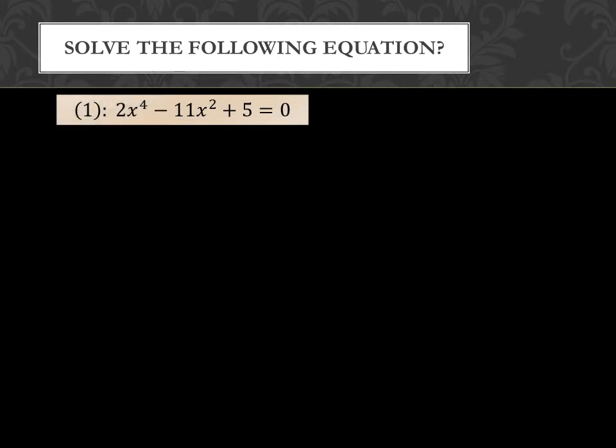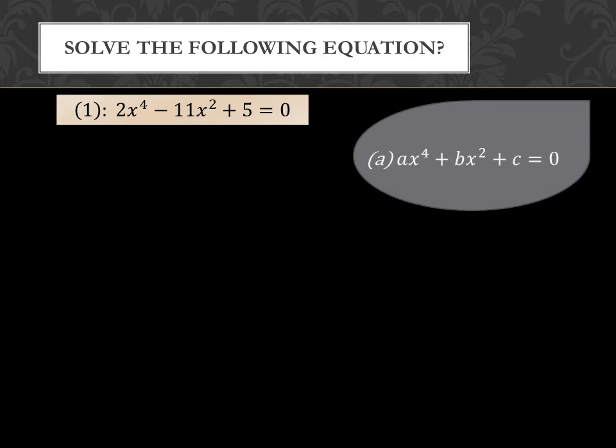Question number one is: solve the following equation. We have simply been given the question of solving the equation, so that means we can apply any of the methods. First question is 2x^4 minus 11x^2 plus 5 equals 0. This question is of the form ax^4 plus bx^2 plus c equals 0. Today we are going to solve 5 questions and all the 5 questions would be of the same form.